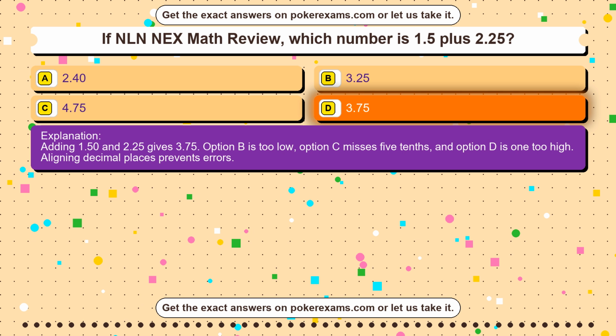Option B is too low, option C misses 5/10, and option D is 1 too high. Aligning decimal places prevents errors.